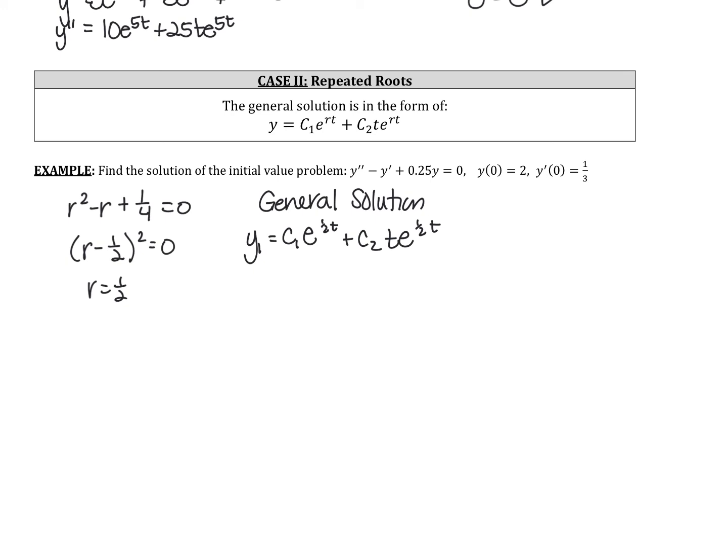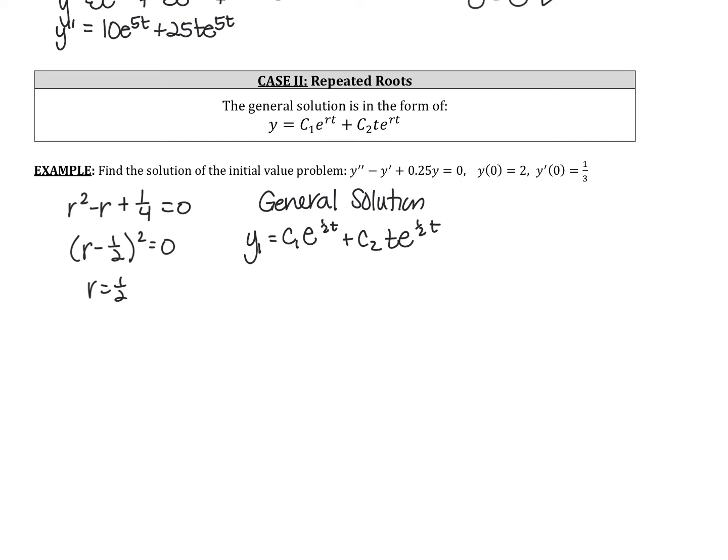All right, hopefully going through this, if we start with our general solution, when you factor, you get r minus 1/2 squared. r is 1/2. So we get C1 e to the 1/2 t plus C2 t e to the 1/2 t. General solution. How do we do? 2 does end up being C1.